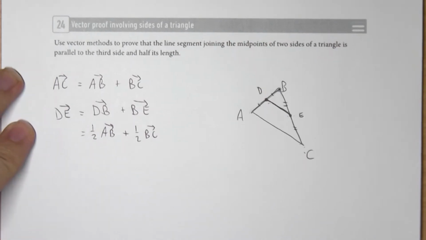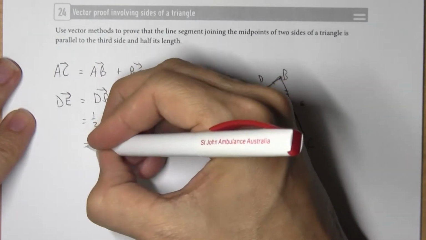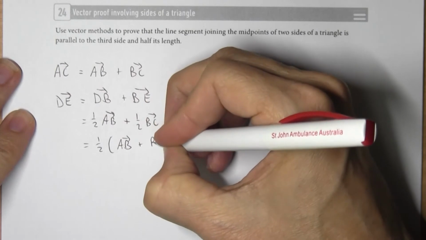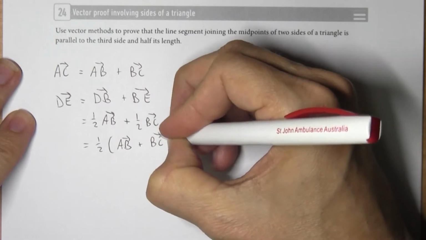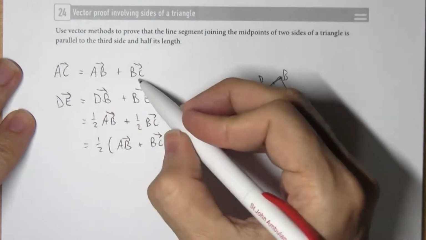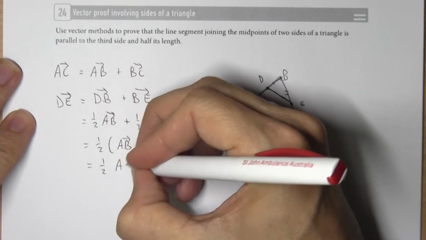Now maybe you can see where we're going. These are scalar multiples. I can put them outside a bracket. Half of AB plus BC. But wait a minute. AB plus BC is AC. Half of AC.